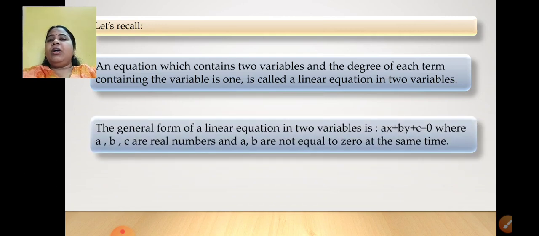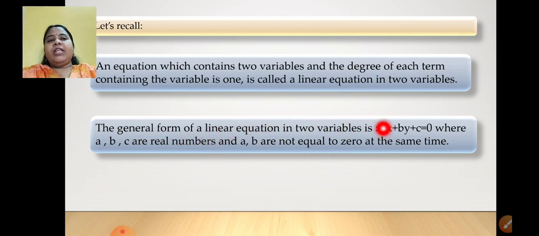Then we learned about the general form. Now what is the general form? General form of linear equation in two variables is ax plus by plus c is equal to 0. Now see, there are two variables involved in it, x and y. And what is the degree of each variable? It is 1. So ax plus by plus c is equal to 0. There are two variables, degree is 1. So this is a general form. And what is important condition in this? A, B, C should be real numbers. Now real numbers means it can have any value. Even 0 is a real number.